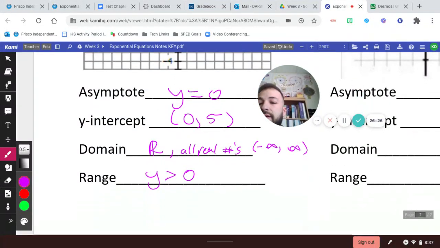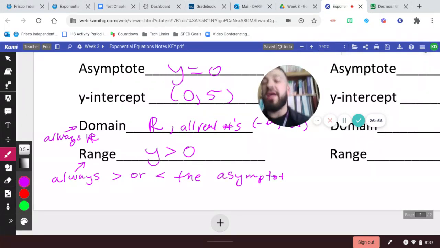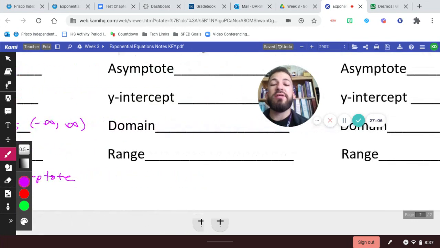So domain is always all real numbers. No matter how much our exponential functions change, the domain is always going to be all real numbers. Our range is always greater than or less than the asymptote. So depending on where the asymptote is, where our function falls, our range is always going to be y values greater than the asymptote or y values less than the asymptote. It's never going to be any other value than the asymptote. So let's look at our next one.